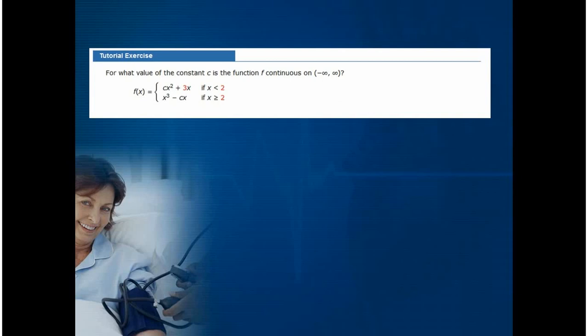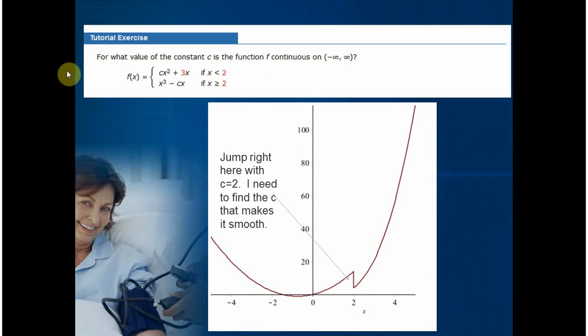So I just plugged in a value. What they want here is they want to know the value of C that makes this function continuous. It doesn't have that jump. I plotted just with C equals 2. I used the guess and test method. I just tried a number, and it doesn't work. I see that C equals 2 makes it jump.